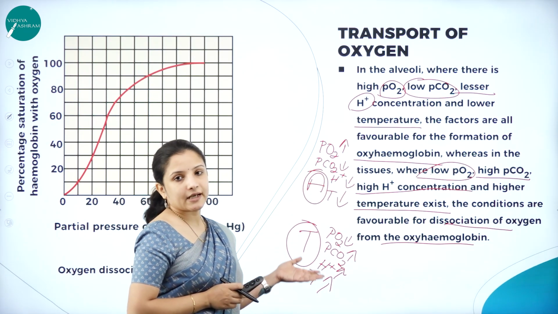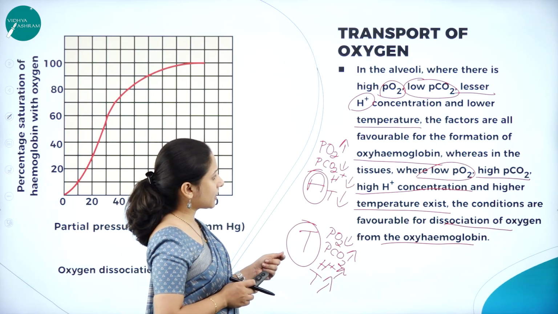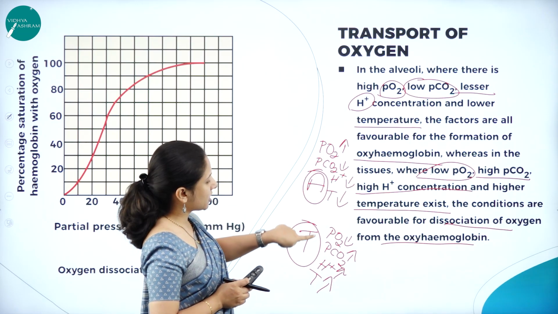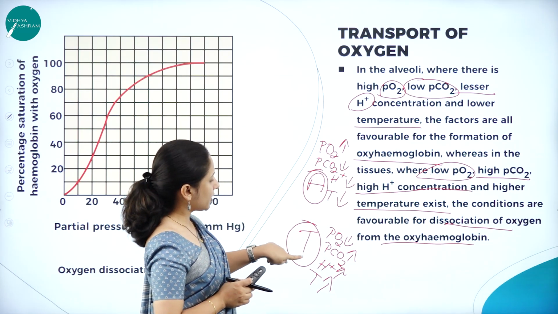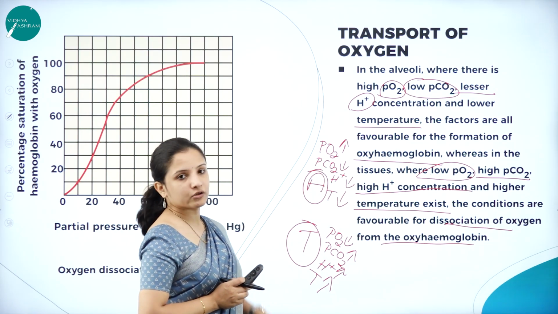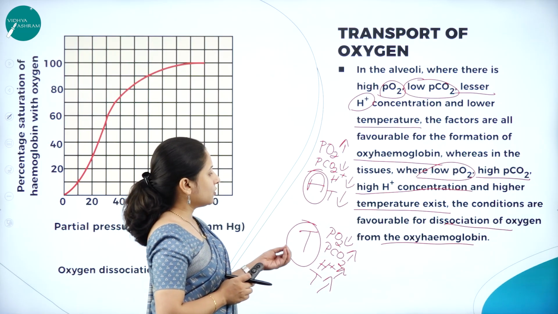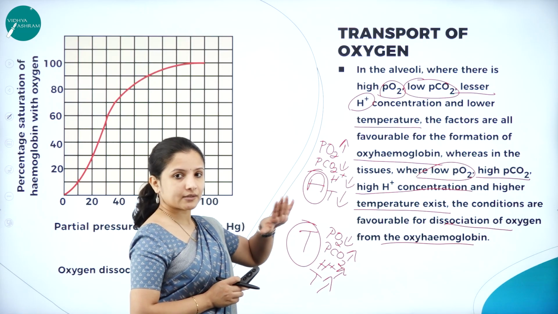A pressure gradient is created. So, when a pressure gradient is created, what happens? The oxygen from the alveoli will diffuse into the tissues. The carbon dioxide from the tissues will diffuse into the alveoli. So, that is what occurs here. That is one thing that happens.